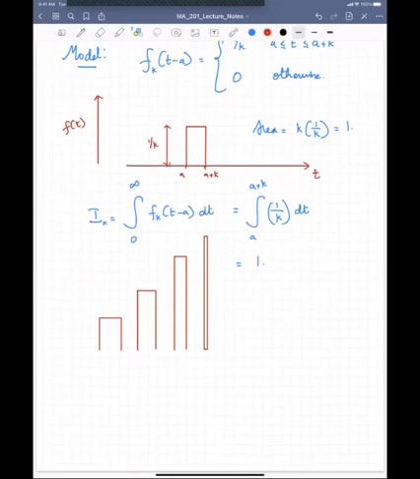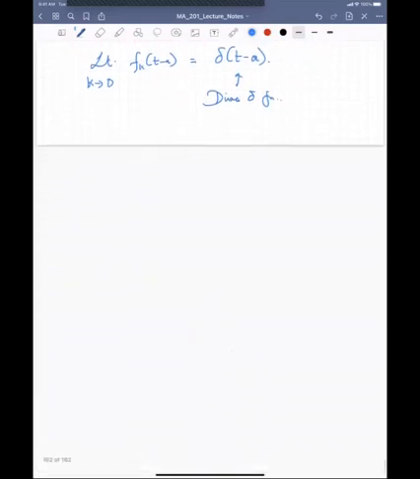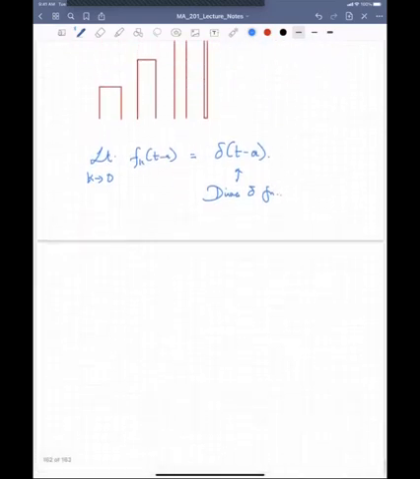And in the limit that I take k to 0, the limit of this function is what is called the Dirac delta function. So the delta function itself is not a function, but it can be understood as the limit of some other function. And this is not the only function whose limit is a delta function. There's tons of other functions you can write down.